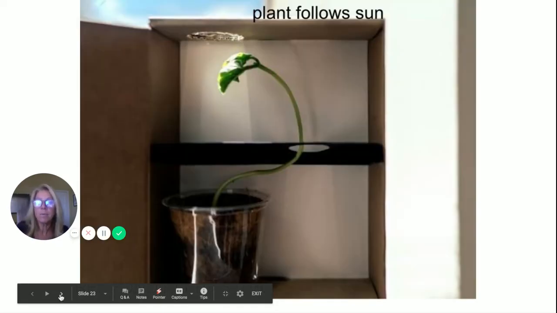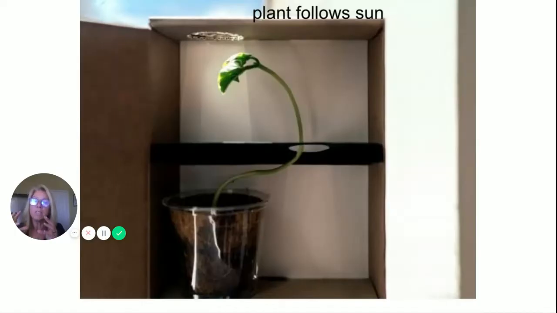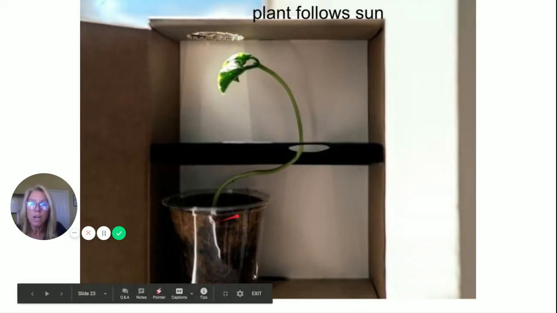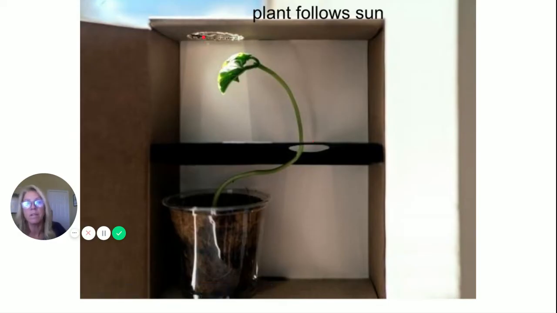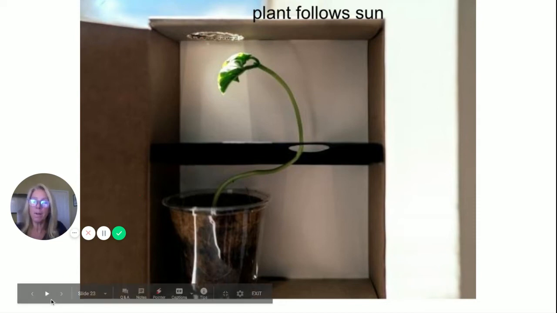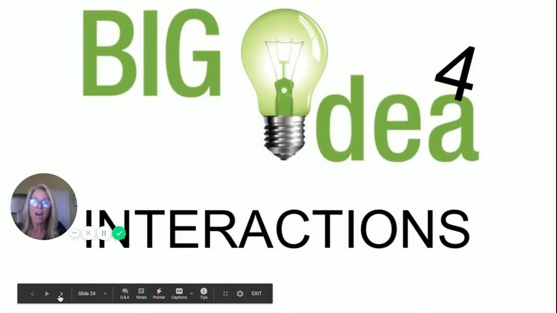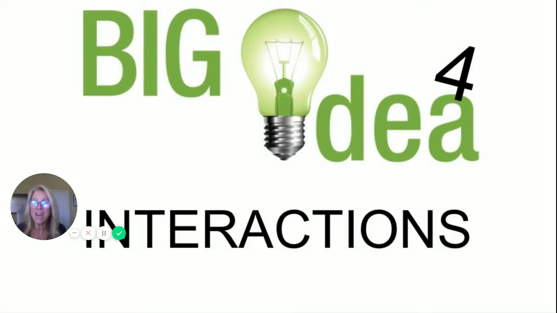In this case, here we have an organism, a plant, and it is responding through phototaxis. It's going towards the light. It's growing towards the light. So you can see down here at the bottom, the light was over to the right, so it grew towards that. And then it could see that the light was here. And we'll talk about how plants are able to do that. But that would be considered behavior. All right, this brings us to our last big idea, interactions, right?